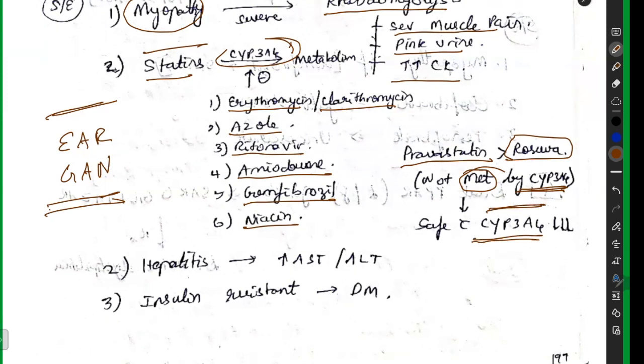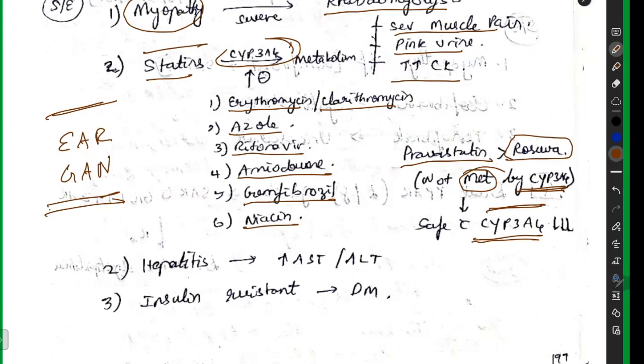You can combine and give. But whereas if you want to give rosuvastatin or atorvastatin, the problem is that atorvastatin is going to be broken down by this cytochrome P3A4. The cytochrome P3A4, what happens? It gets inhibited by all these azole drugs.